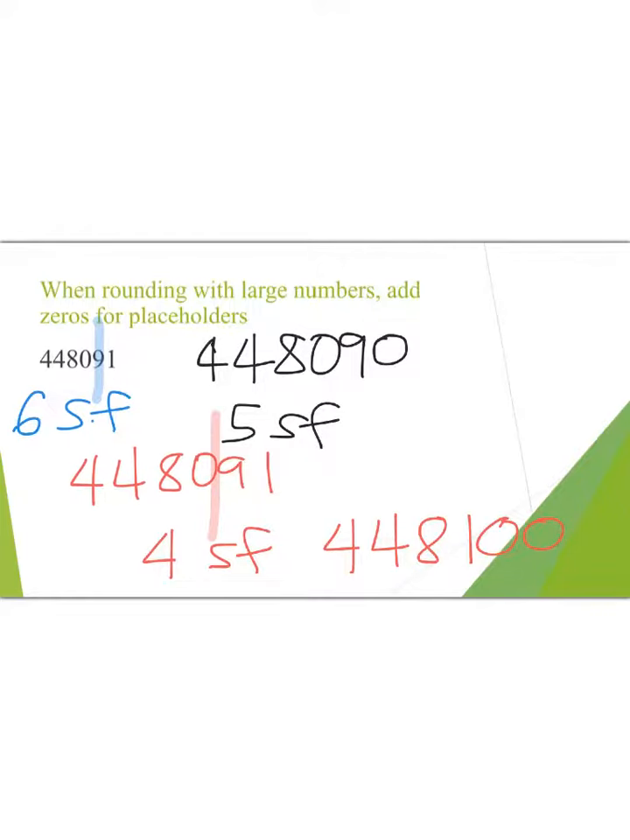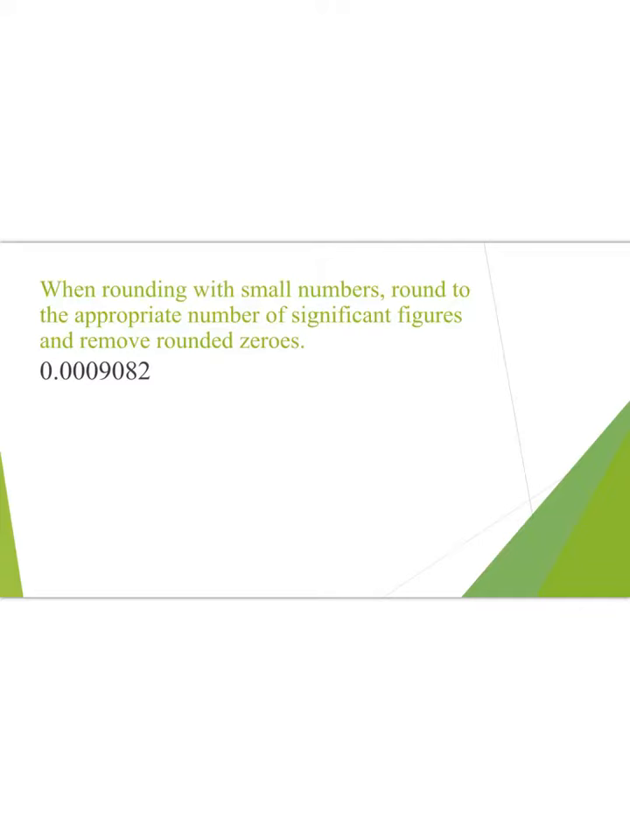Now let's look at smaller numbers, numbers that are less than 1. When rounding with small numbers, you round to the appropriate number of significant figures and you remove rounded zeros. So our original number has 4 significant figures.